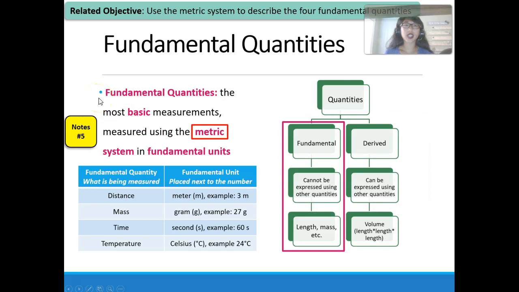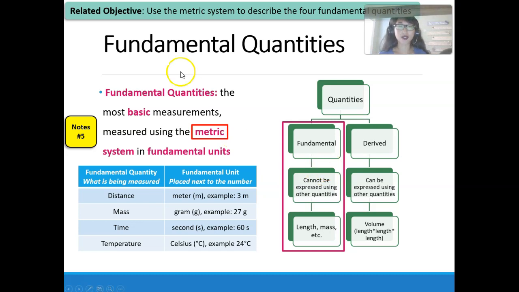All right, so again, our objective here is to talk about the metric system, which is what we're going to be using in our science class because that's what the scientific world uses. And the metric system is able to describe 4 fundamental quantities. The word fundamental means basic or foundational. So the fundamental quantities are the most basic measurements, meaning you can't express them using other quantities. Okay, and we'll talk about ones that you can in a moment.